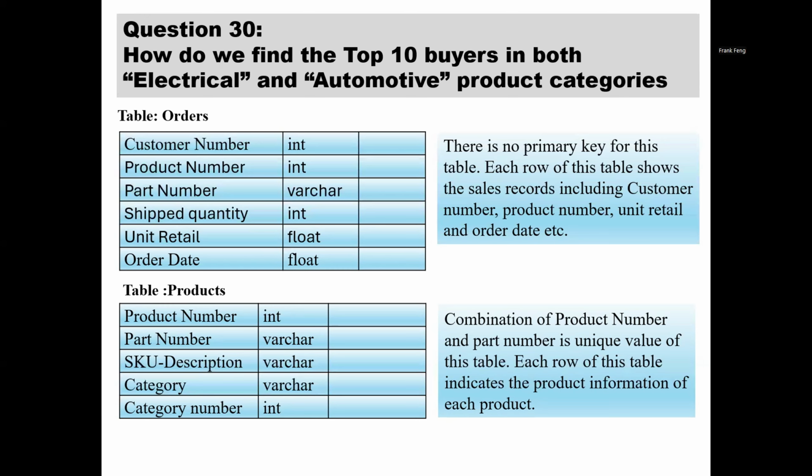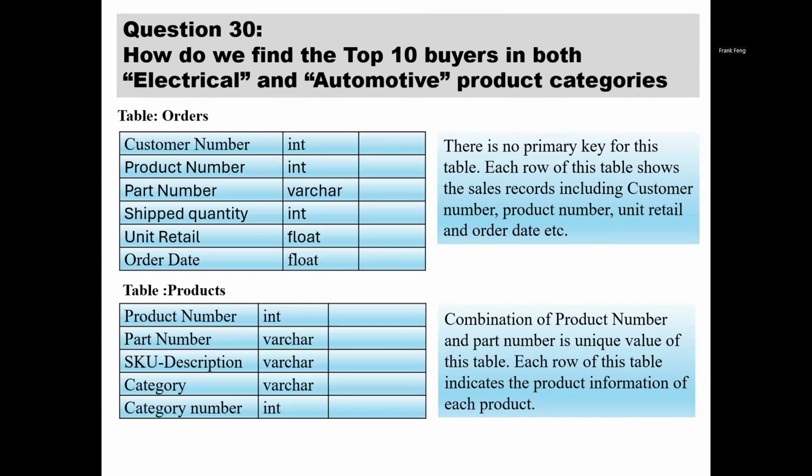Here's the situation. The orders table contains customer number, product number, part number, unit retail, order date, and shipped quantity. There is no primary key in this table. The products table contains product number, part number, SKU description, category, and category number. The combination of product number and part number identifies the product. Each row in orders is a sales record, and each row in products is product info.